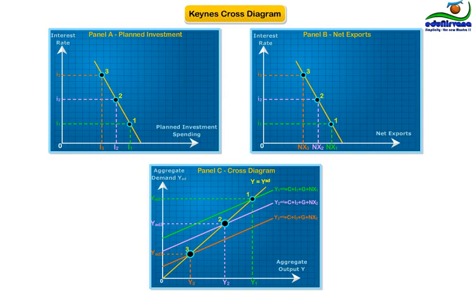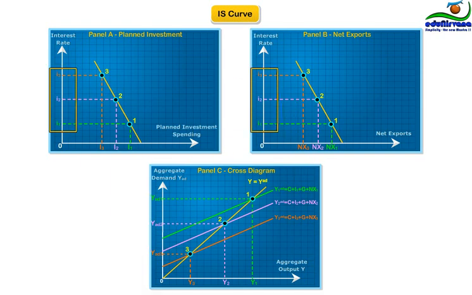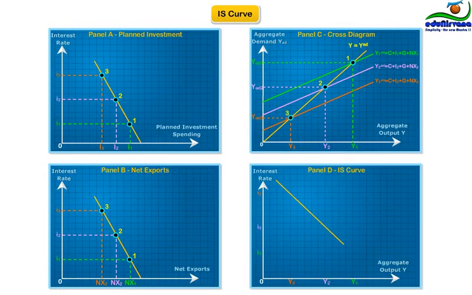These are equilibrium points where the aggregate demand is equal to the aggregate output. So, we have seen in panel C that as the interest rate increases from I1 to I2 to I3, the equilibrium aggregate demand decreases from Y1 to Y2 to Y3. These points are directly mapped in another graph or panel D.